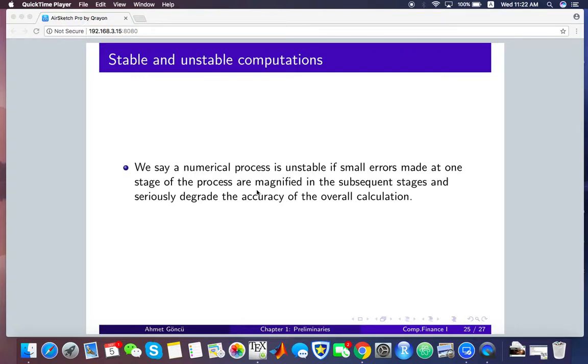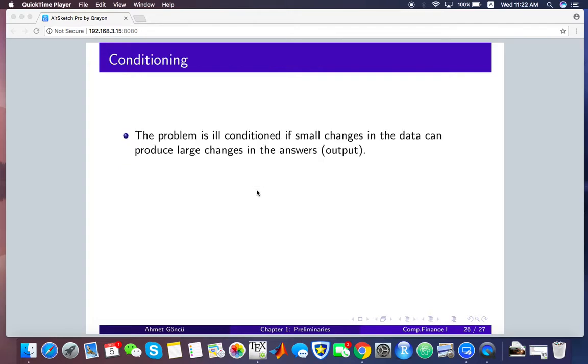In this video, we will talk about stable and unstable computations, and we will introduce the so-called condition number. Basically, a numerical process is unstable if small errors you made at some stage of the process are magnified at the subsequent stages and seriously degrade the accuracy of the overall calculation.